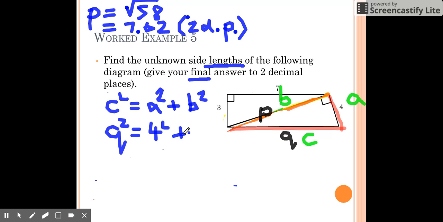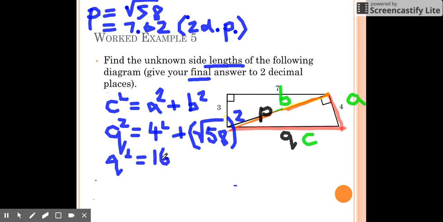Now, P equaled 7.62, but that was a rounded number. We'd much rather work with an exact number. So we're going to write it in surd form. We're going to write P was equal to the square root of 58, but it was all of that, because it's B squared. Now my next step, Q squared equals 4 squared is 16 plus, now this looks a little bit confusing, the square root of 58 squared. Now if you put that in your calculator, you might be surprised to find out that it just equals 58.